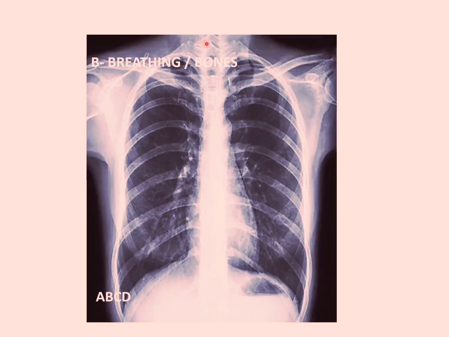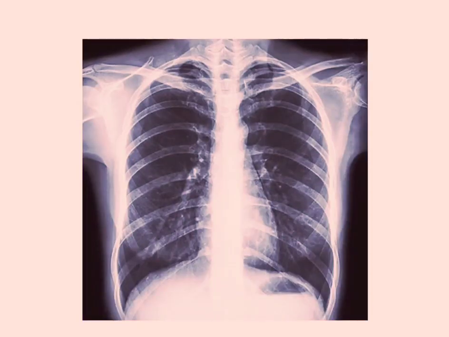And here in the neck you can see the cervical vertebrae. You can clearly see the transverse processes. Okay, so this is B for breathing, that is lungs, and bones. Now, the third thing is C for circulation. Circulatory function is of the heart. So you can see C for circulation, that is the heart shadow.